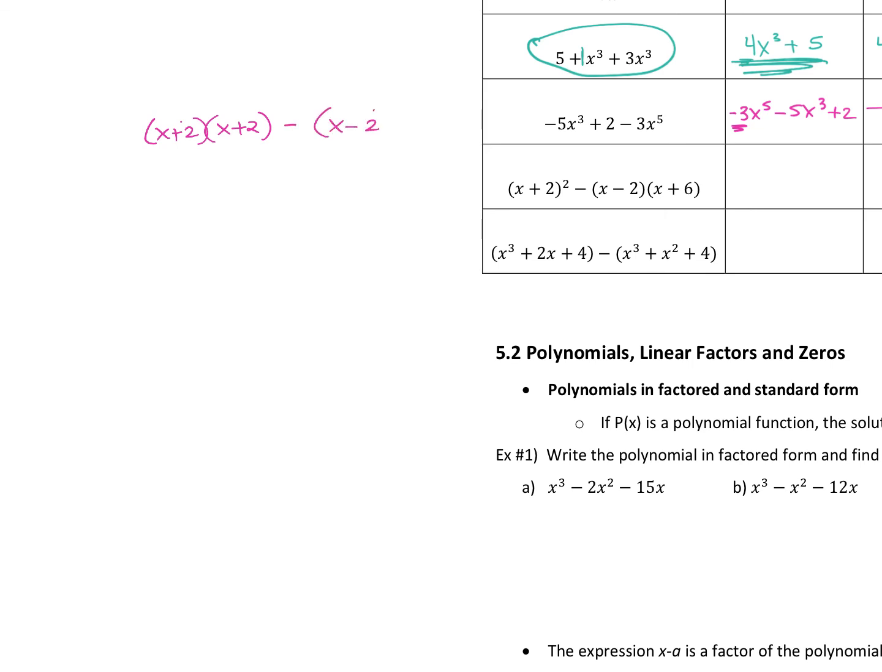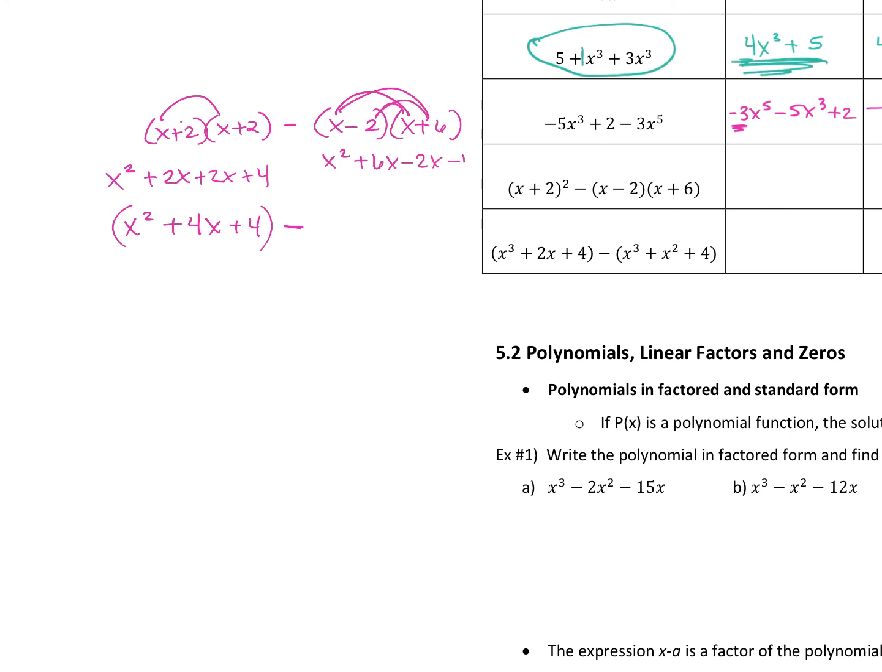Minus x minus 2 times x plus 6. We're going to FOIL both of these. So it's x squared plus 2x plus 2x plus 4. Hold on, please. Try that again. x squared plus 4x plus 4 is our left side. And we are subtracting from that, FOIL this, x squared plus 6x minus 2x minus 12.